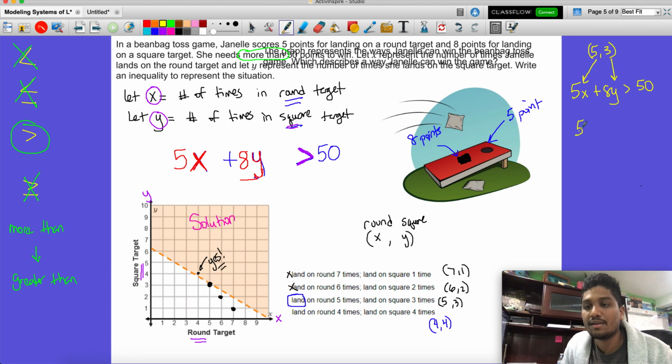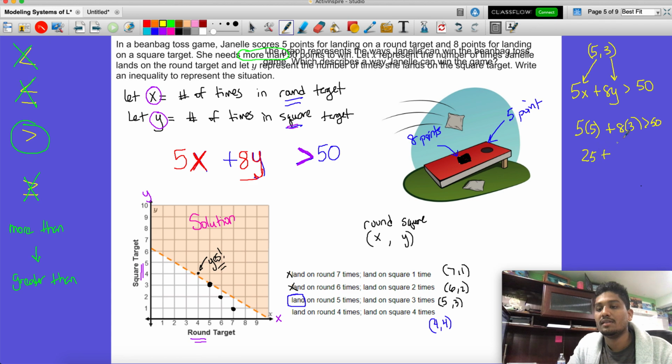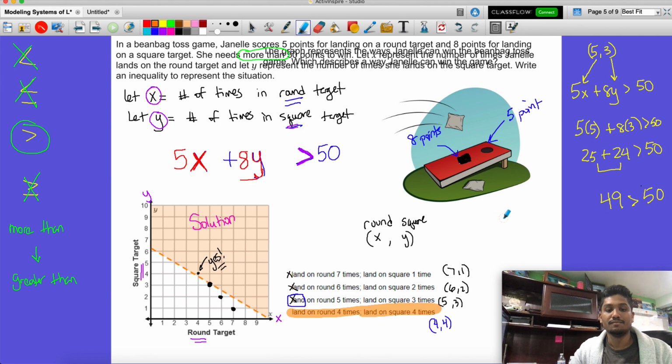So when we do this, you get 5 times 5, just substituting, plus 8 times 3 is greater than 50. 5 times 5 is 25. This is 24. And when you add these together, you get 49 is greater than 50? So this is actually not going to work, meaning that this is not a viable answer. And so the only one that works seems to be this one right here, just this bottom one.